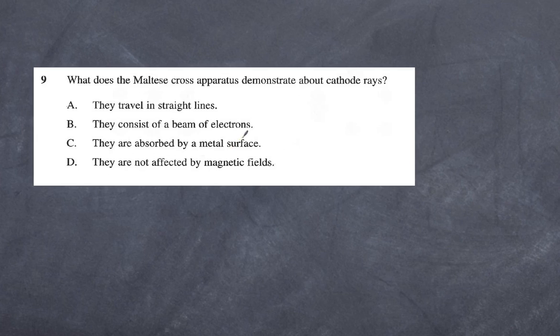Question 9. What does the Maltese cross apparatus demonstrate about a cathode ray? Well, they travel in straight lines. Yes, a cathode ray is a beam of electrons, but the Maltese cross doesn't verify that. We don't know whether the electrons are absorbed on the metal surface or are rebounded off the metal surface, so it doesn't provide information about that. And we certainly know that the electrons are affected by magnetic fields. The Maltese cross doesn't actually show us that, so the answer is A.